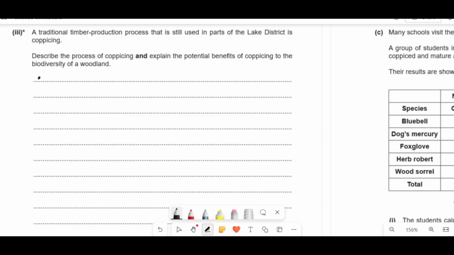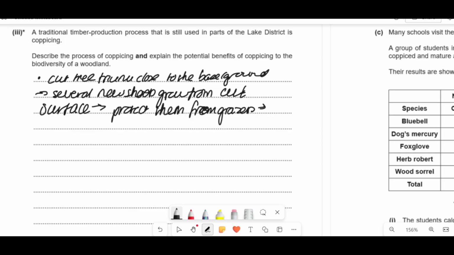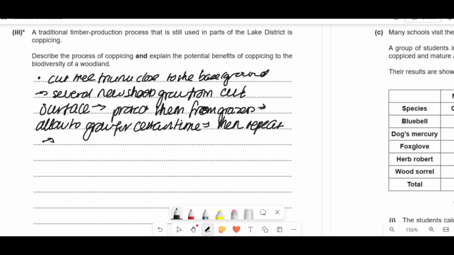So the actual process is that you cut a tree trunk close to the base or ground. Then several new shoots grow from the cut surface. Then you protect them from grazers and things like that, so that they don't get eaten. Then you allow them to grow for a certain time, and then you repeat the process. You're able to rotationally coppice, which is where you cut them on a rotation, bit by bit. And this means you can repeat this basically forever, so repeat indefinitely. This is not talking about benefits. I'm just talking about the actual process first.